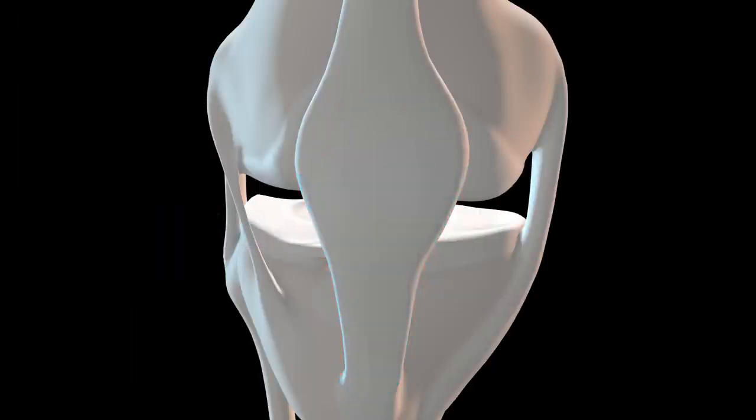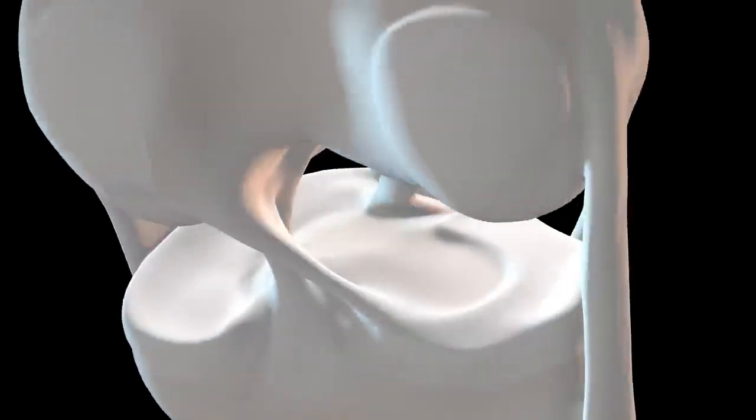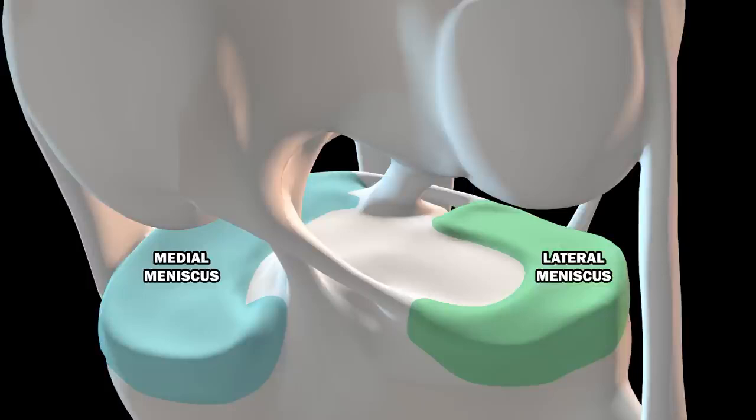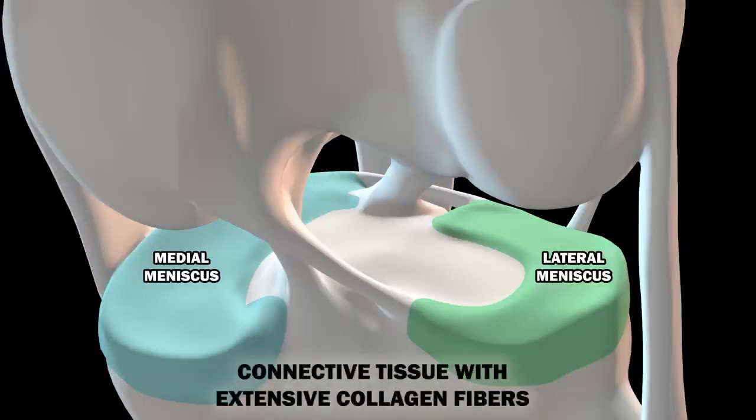To close off, I want to bring your attention to a couple of other structures visible in this model. The medial and lateral menisci are composed of connective tissue with extensive collagen fibers. They protect the ends of the bones from rubbing against each other. Similar to the collateral ligaments, the medial meniscus is on the inner side of your knee, and the lateral meniscus is on the outer side of your knee.